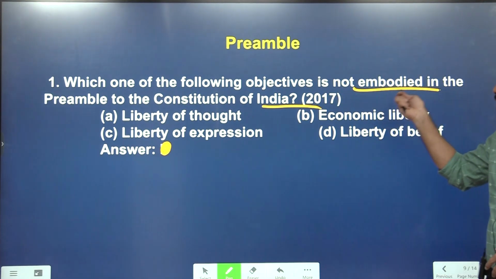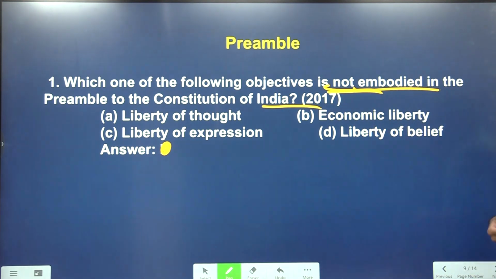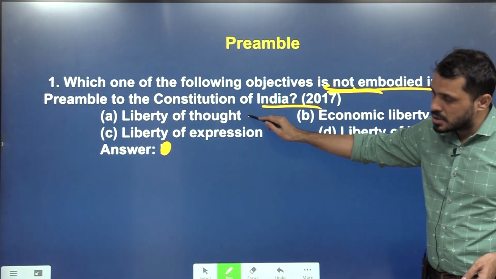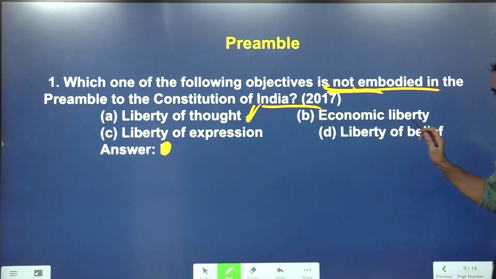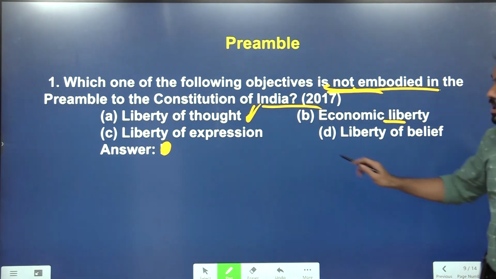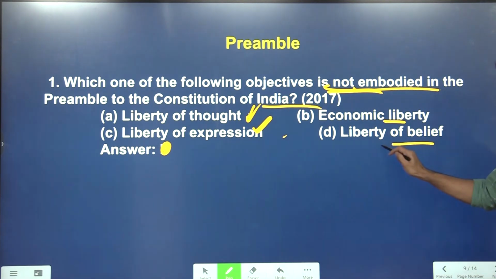Which of the following objectives is not mentioned in the preamble of the Indian Constitution? Liberty of thought and expression, fine. Economic liberty, we'll keep that on hold. Liberty of thought, expression, and liberty of belief.